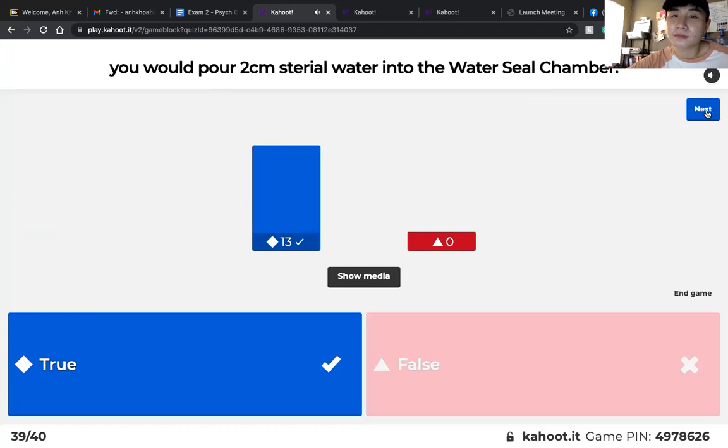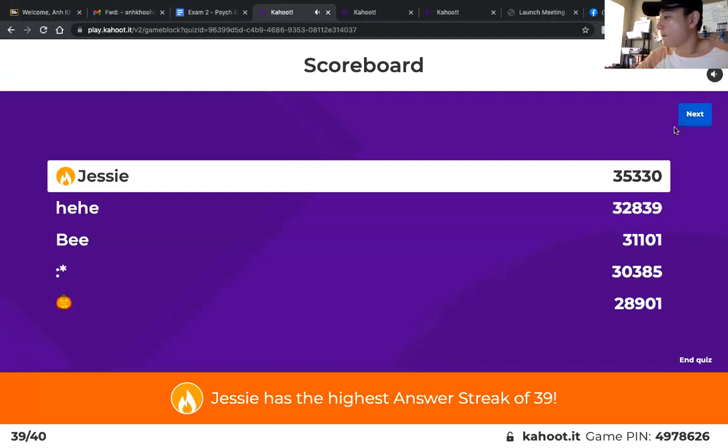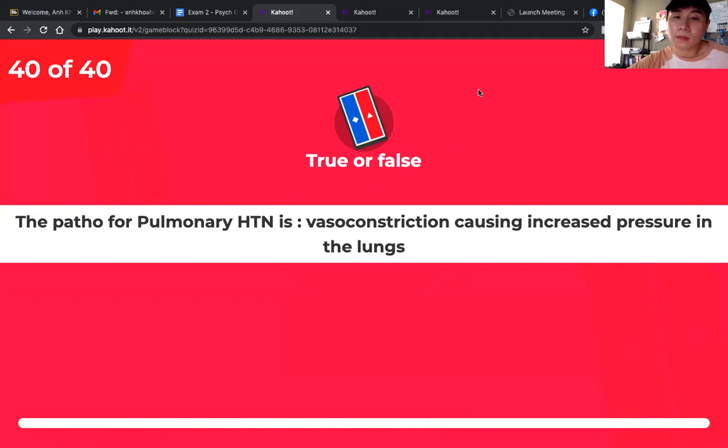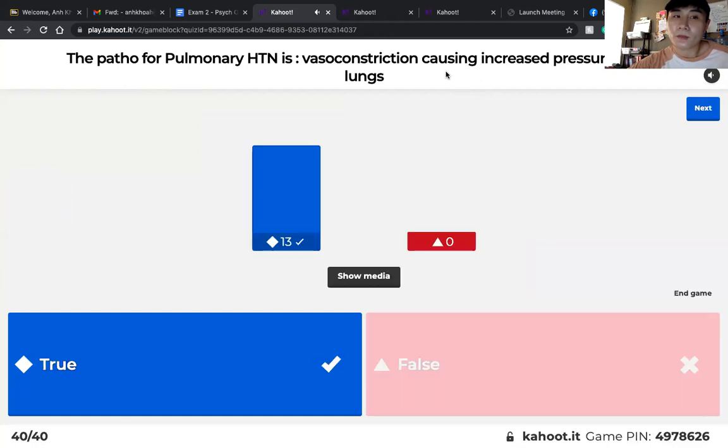Perfect, guys. Okay, just remember that it's okay. Sorry about that. Awesome, guys. So pulmonary hypertension, very high vasoconstriction, increases the pressure in the lungs.